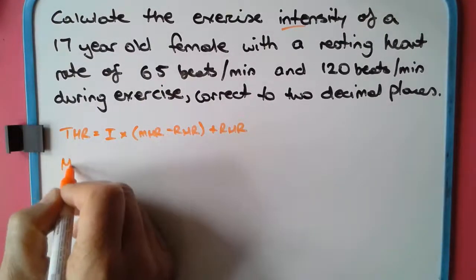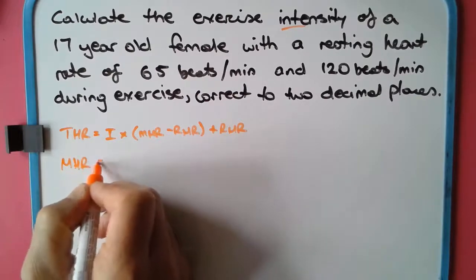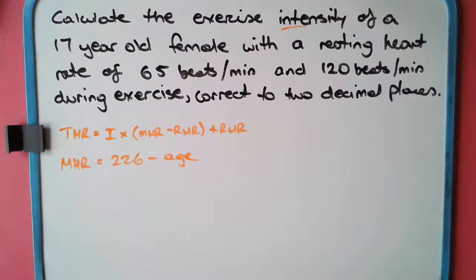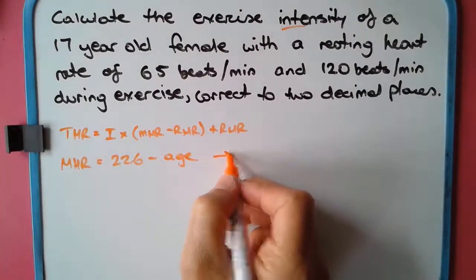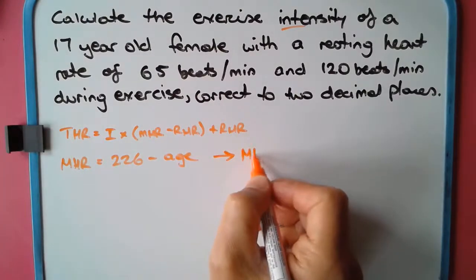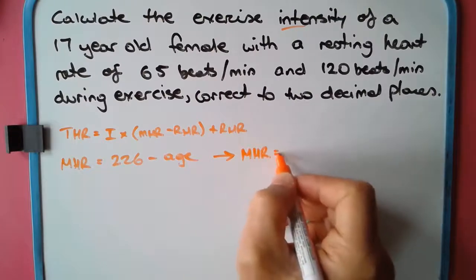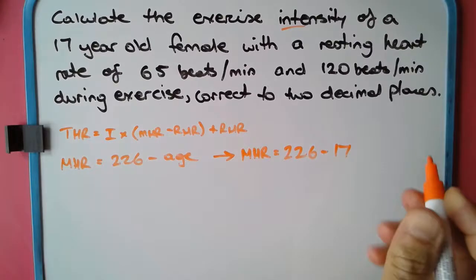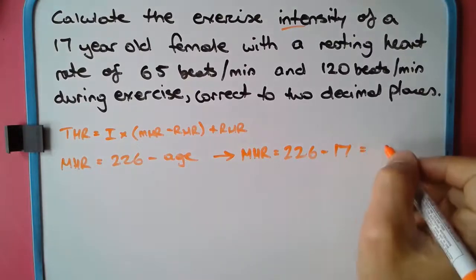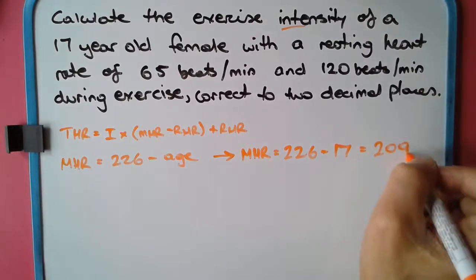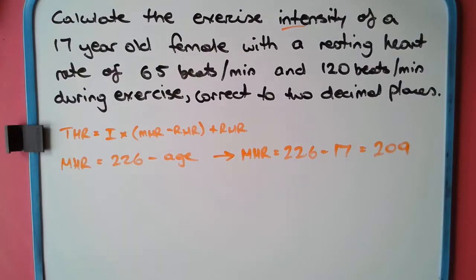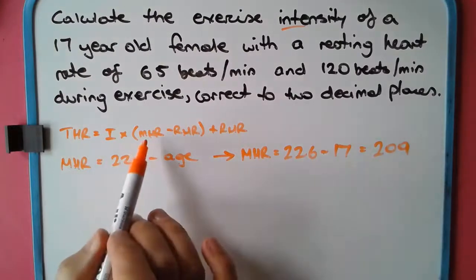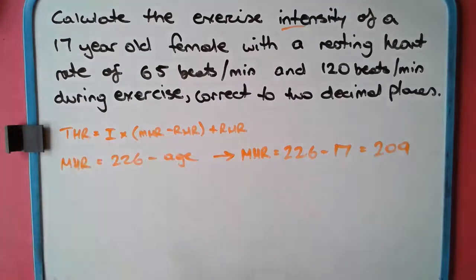The maximum heart rate, for a female, is 226 minus her age. So we can work that one out first. What would her maximum heart rate be? Maximum heart rate equals 226 minus 17, which is equal to 209. That is going to be used for MHR in the target heart rate formula.